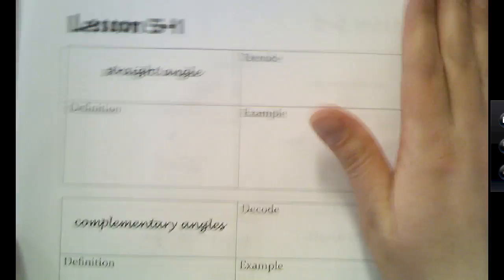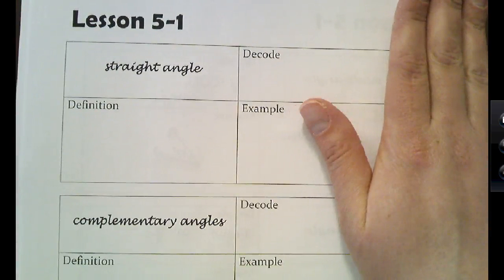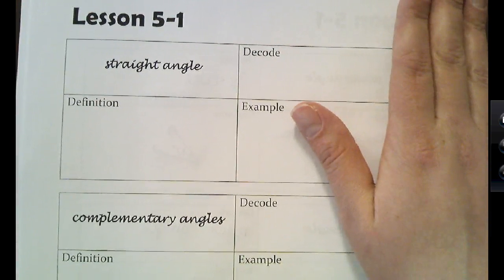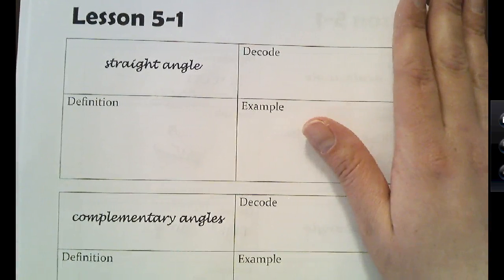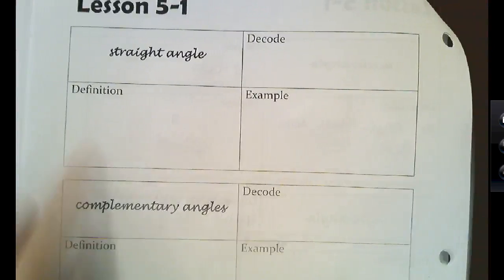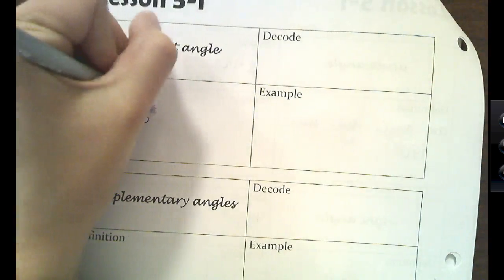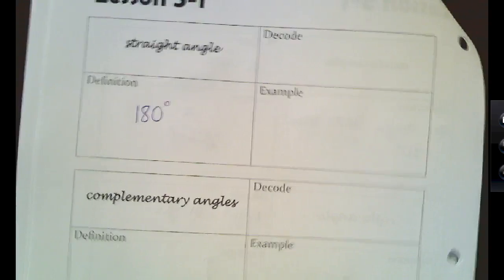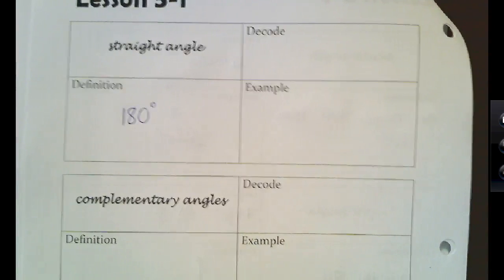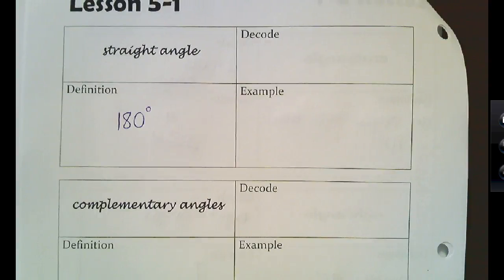Now, a straight angle. Let's talk about a straight angle. Does anybody know how many degrees a straight angle is? 180. Very good. A straight angle, you don't even have to decode that one. I'll save you from decoding it. A straight angle is exactly 180 degrees.